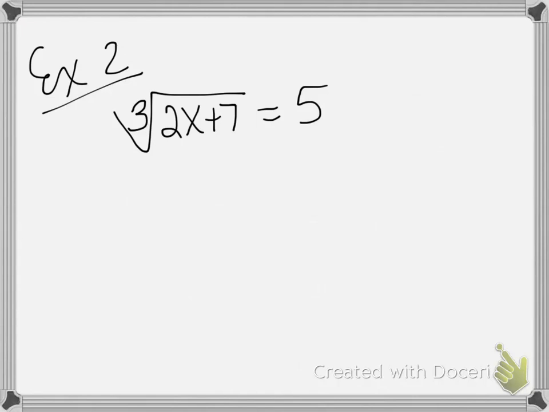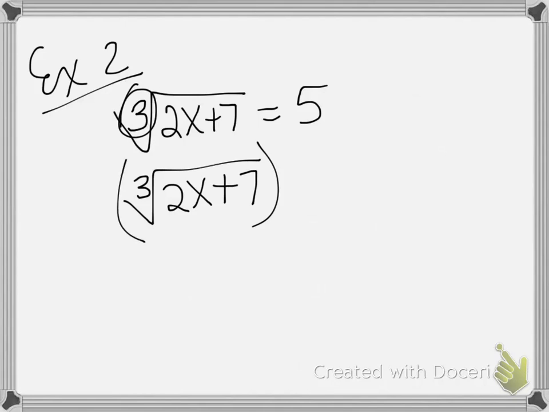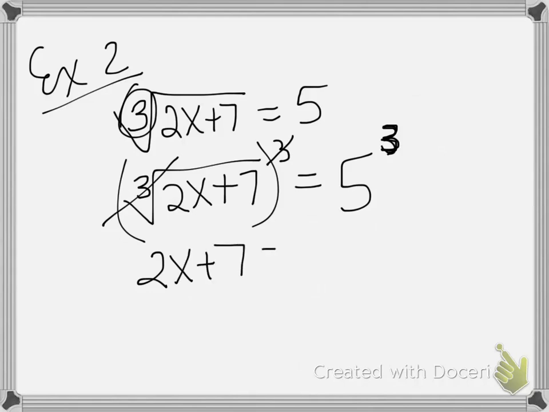Sometimes you're going to have cube roots with the little 3 right here. So if you have a cube root, the opposite operation of that is to take the problem with the cube root and raise it to the third power, because something to the third power is the opposite operation of something to the cube root power. The cube and the cube root cancel each other, and you're left with 2x plus 7. And on the right side we have 5 to the third power, and if you're in the classroom you can look on my chart and see that 5 to the third power is 125.